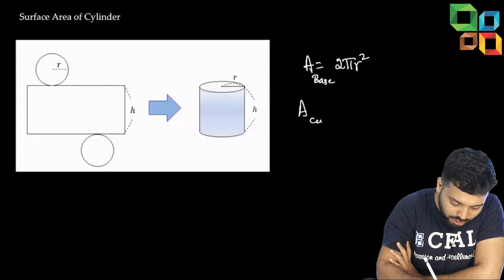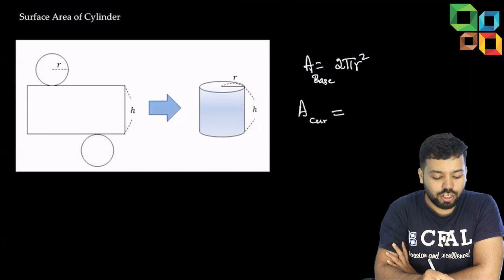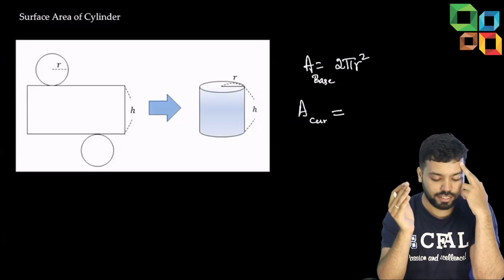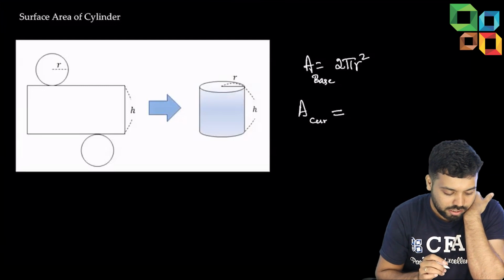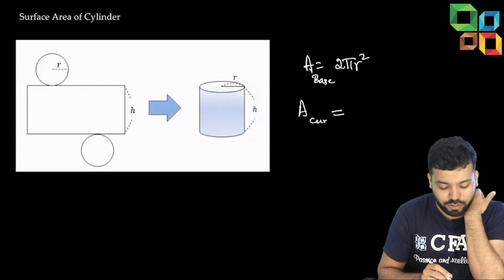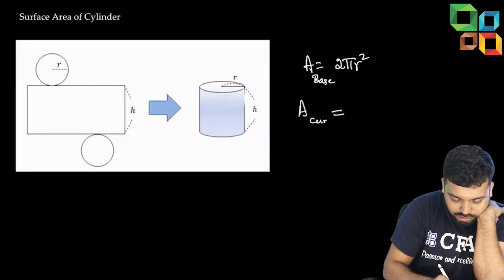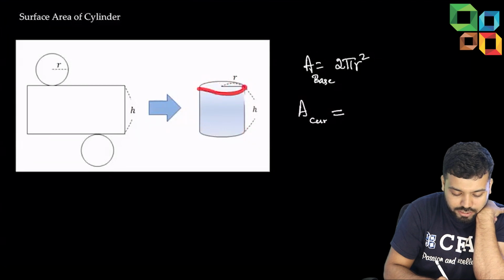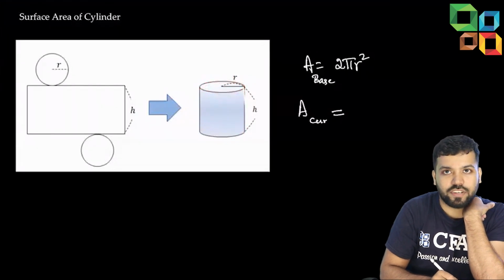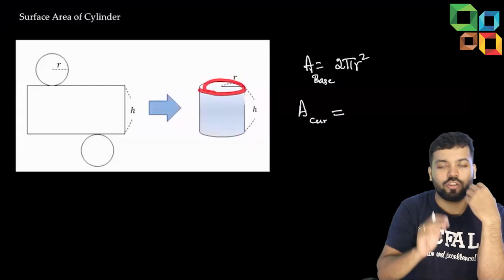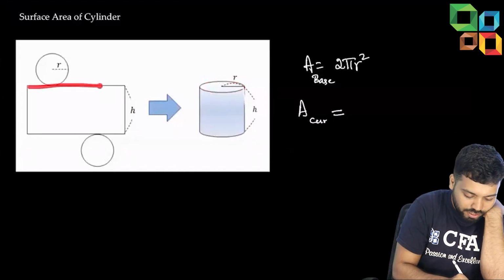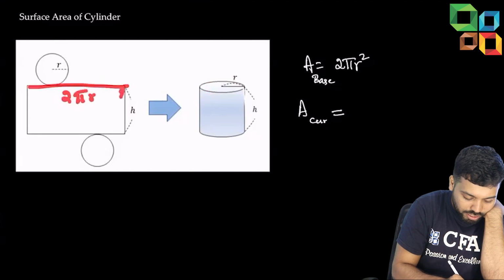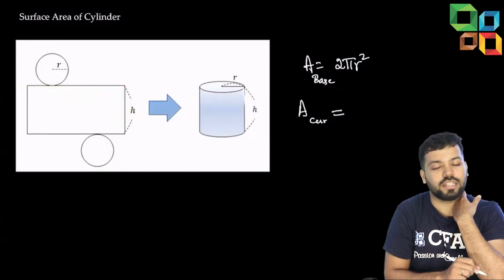So the area of curved surface will be, if you open up the cylinder, you will get a rectangle with height h. Now, if you open up this, what is this length? This entire length. 2 pi r. Yes, very good. This length is 2 pi r. You're opening up, so you will get this as 2 pi r and this as h. So what is the curved surface area?